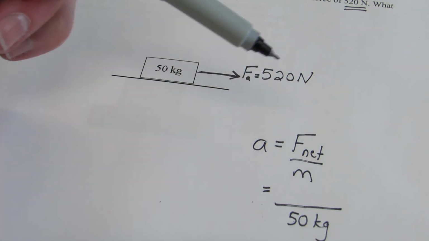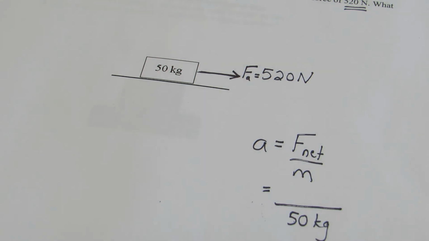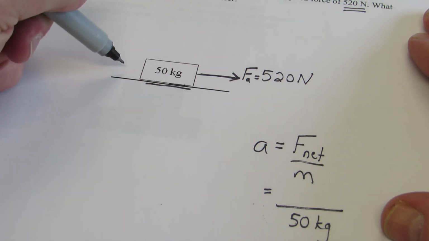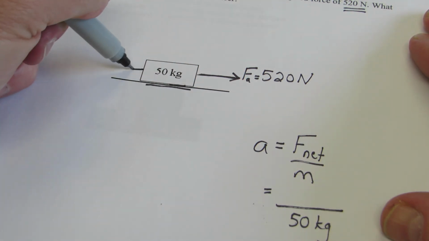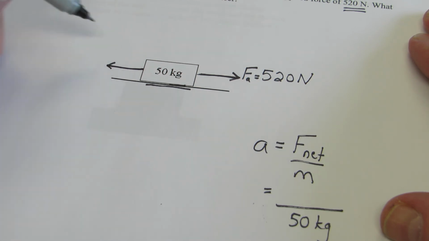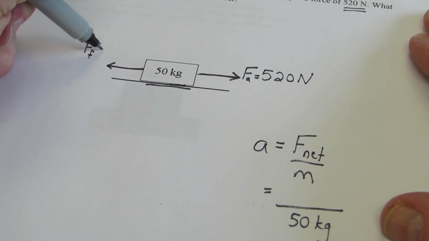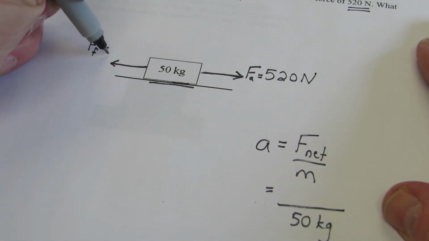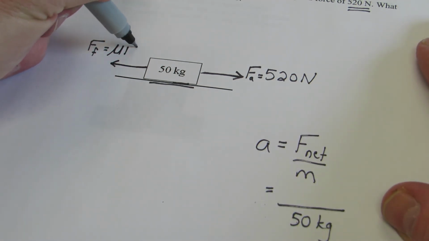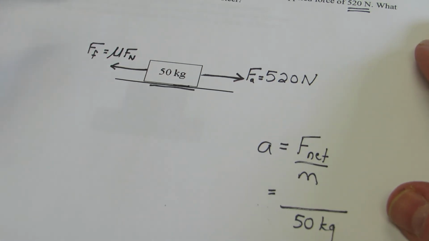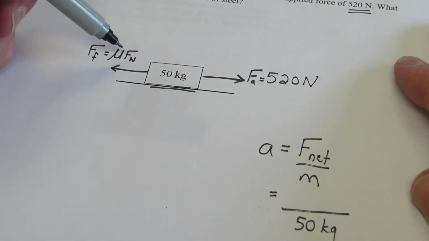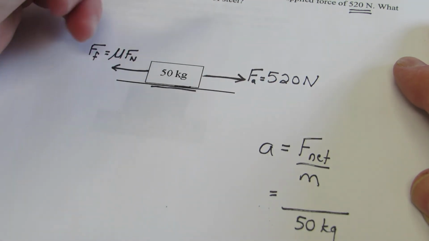But we have to determine the net force, and 520 is not the net force because there's a connection here between the steel and the steel, and on the opposite side opposing the motion there's a force of friction. So we need to determine the value of the force of friction so we know how much to take off of the 520. Force of friction has a formula: coefficient multiplied by normal force. Now remember, normal force is not net force. Normal force is the ground pushing up on the object.